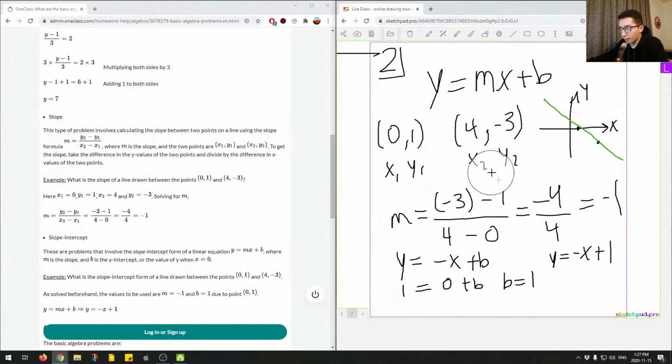We can also verify this by plugging in the second point, 4 and negative 3. So we know y is negative 3 on this side, and if we plug in 4 for x, we have negative 4 plus 1, which is negative 3. So this equation is correct.